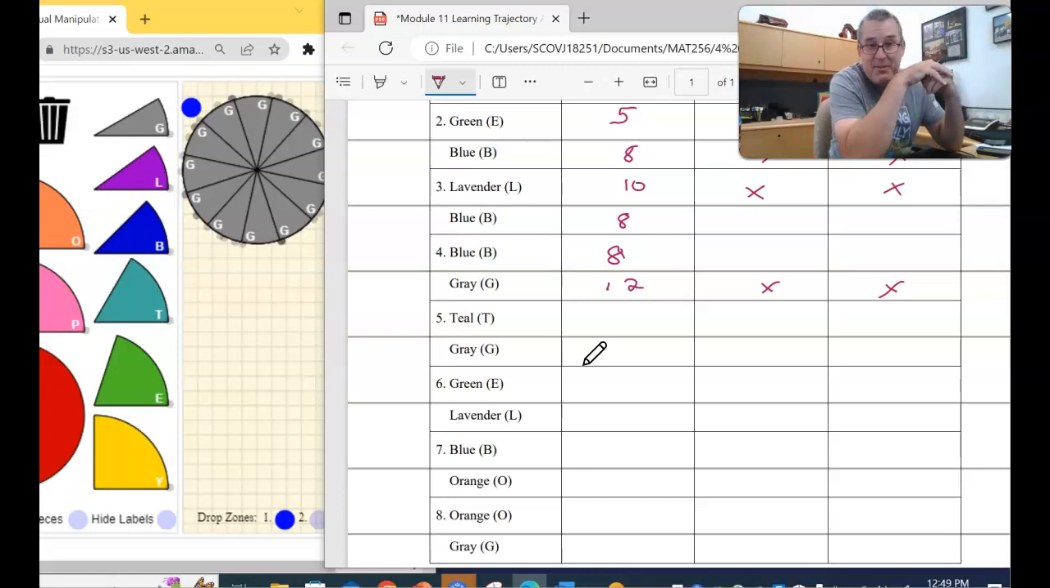I hope you can see that happening here. The smaller the pieces, the more it's going to take to cover a whole, and that's going to help students develop that mental imagery to be able to compare fractions well.